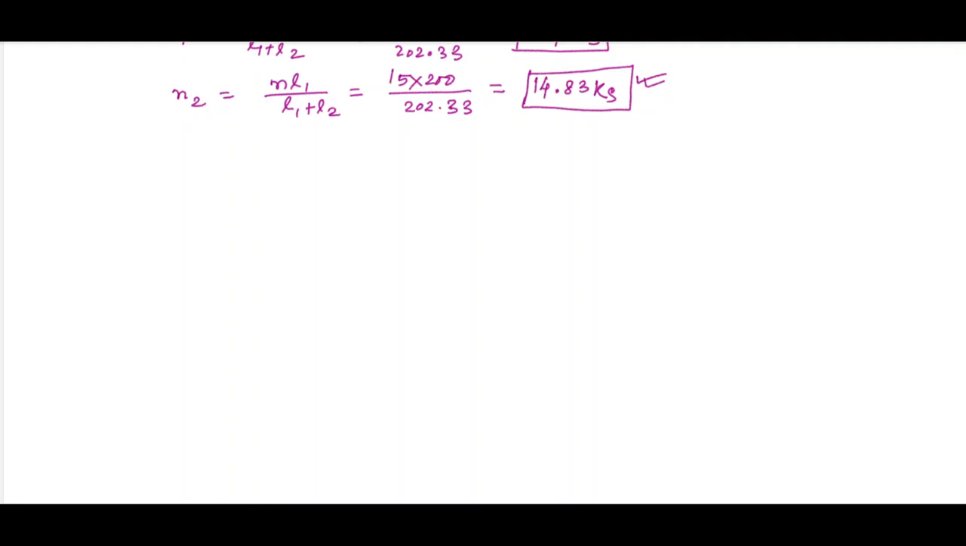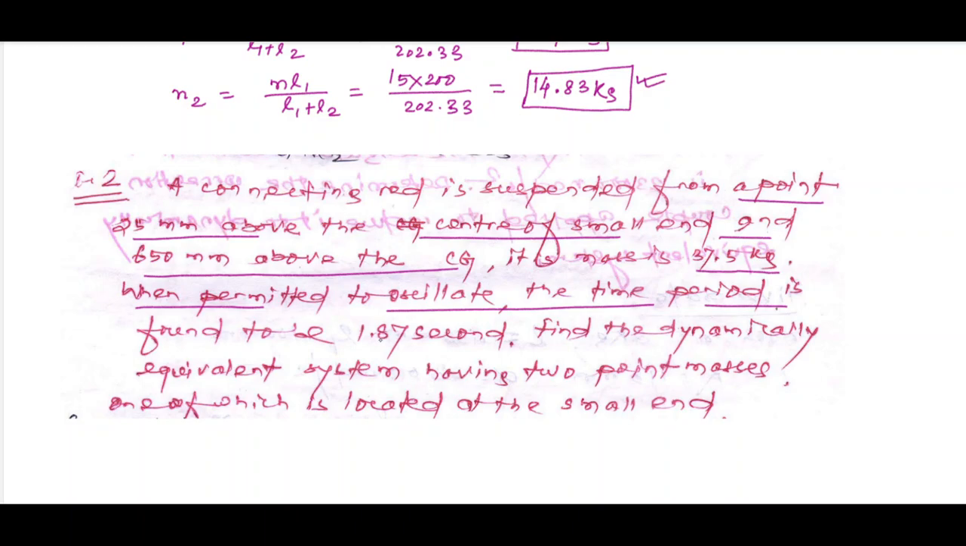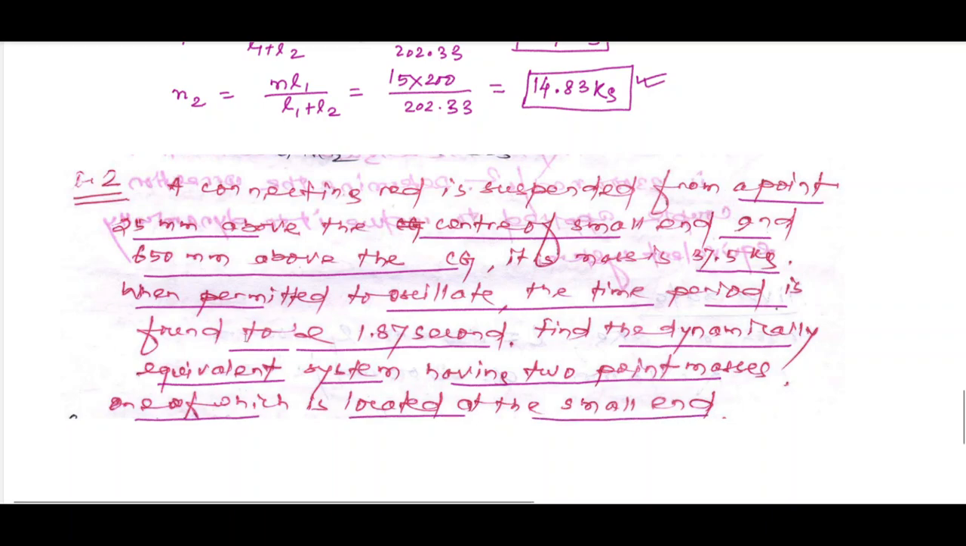Let's solve another one. Suppose here you can see it is given a connecting rod is suspended from a point 25 mm above the center of small end and 650 mm above the CG. Its mass is given as 37.5 kg. When permitted to oscillate, the time period is found to be 1.87 seconds. Find the dynamically equivalent system having two point masses, one of which is located at the small end. Okay, this is the question.